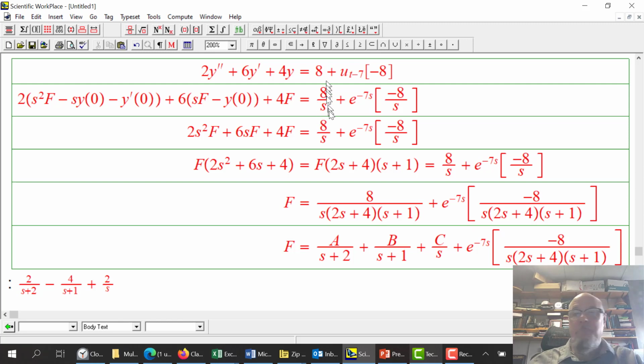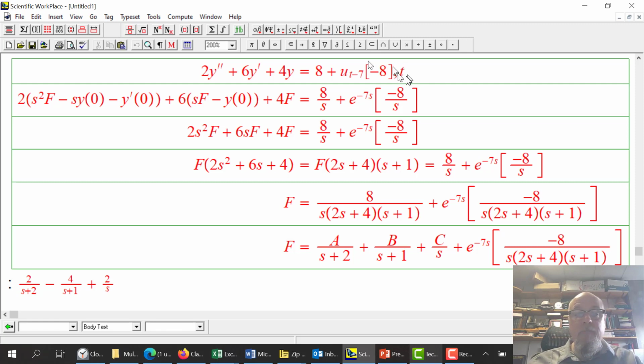The Laplace of 8 is 8 over s, straight from the chart. Now the Heaviside step function turning on at 7 seconds becomes the e to the minus 7s. Now, what's inside the square bracket?